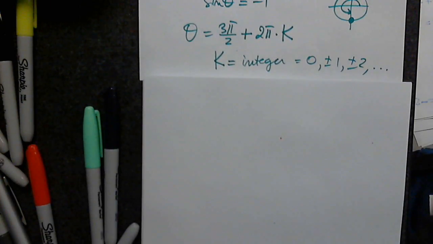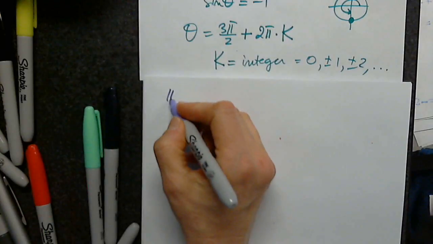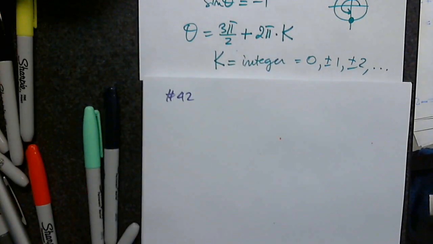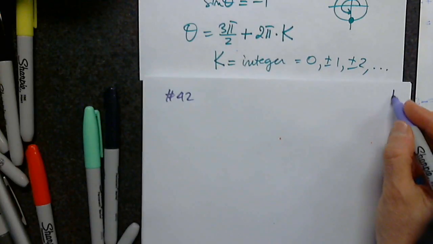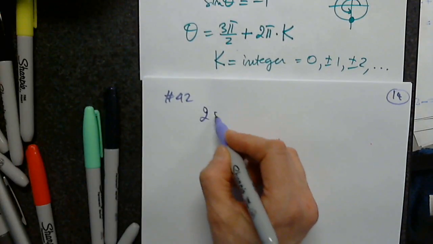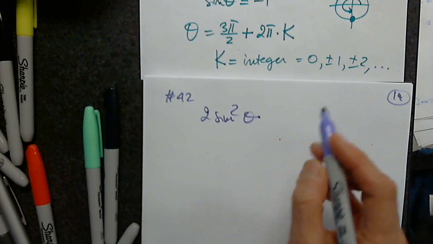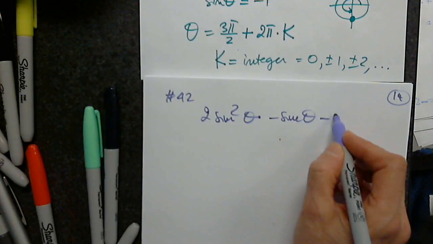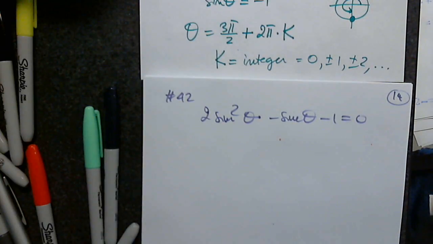Let's continue with 42. So where it says list 6 specific solutions, it's asking for 6 of those angles. Exactly. We created a general solution, and you can go with minus or plus, either way, and add to 3 pi over 2. Okay, 42. 2 sine squared theta minus sine theta minus 1 equals 0.